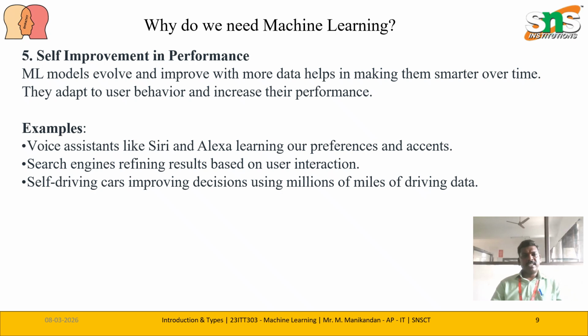So, self-improvement in performance. Machine learning models evolve and improve with more data, helping make them smarter over time. They adapt to user behavior and increase their performance. For example, voice assistants like Siri and Alexa learn our preferences, and accents are taken as input. Search engines refine results based on user interaction. Then self-driving cars improve decisions using millions of miles of driving data.